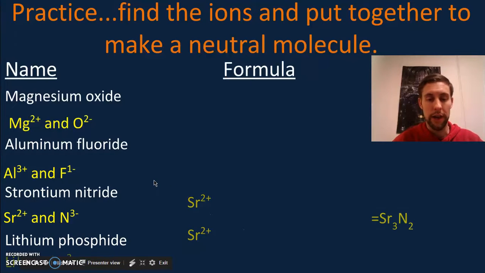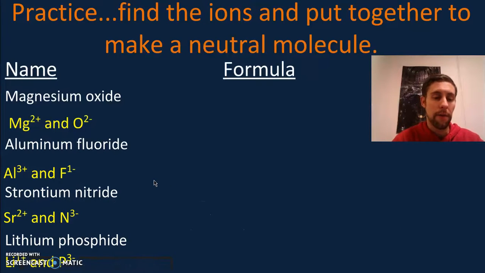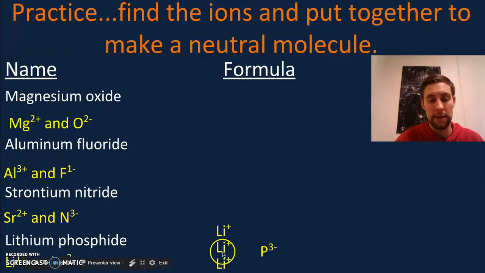Alright, let's look at our last one. Lithium phosphide. So we got our charges of Li 1 plus and phosphide's charge of being P 3 minus. We put them together, those are also not even. We have 3 negatives and only 1 positive. So we definitely need more positive charges to make this work. So we need to add in more of our positive ions. So we need more lithium pluses. That gives us 2 pluses and 3 minuses. We need to get 3 pluses and 3 minuses.